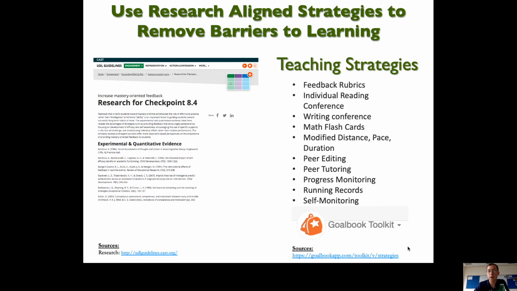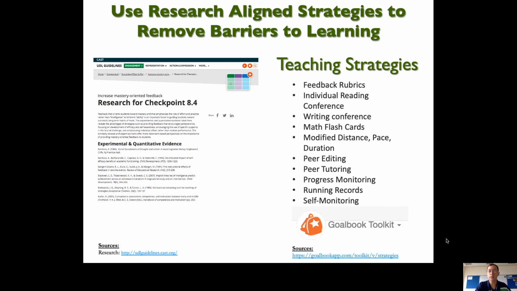And that's a major part of this module, is here are some strategies. So using a feedback rubric, individual reading conferences, writing conferences, math flashcards, all of these are examples of things that will improve the delivery and the reception of mastery-oriented feedback. Now, on the goal book, each one of these, you can hover over them and a little bubble will pop up and it will explain the strategy, or you can simply Google that strategy and see how it works and try it out in your classroom.